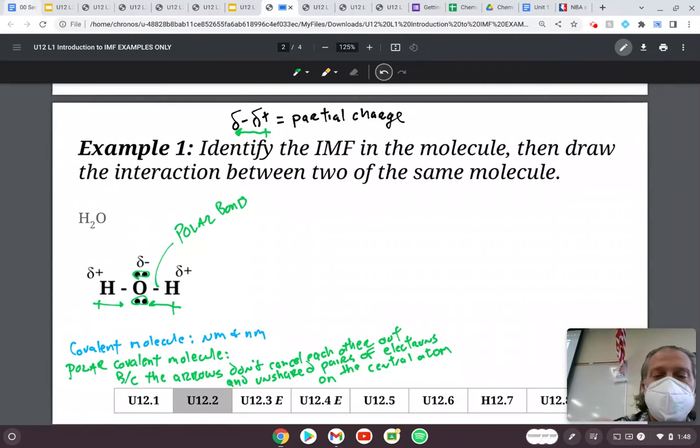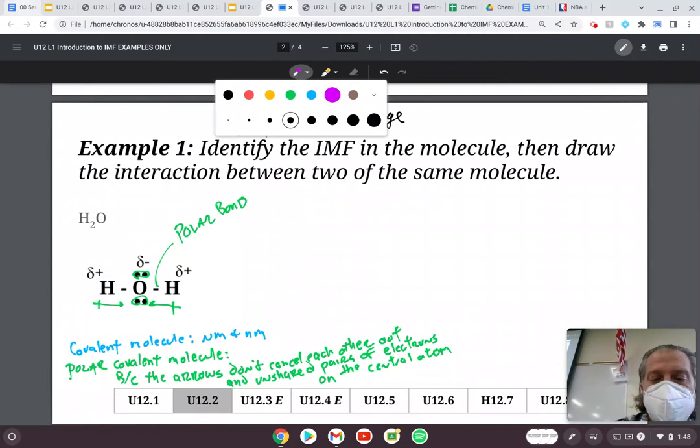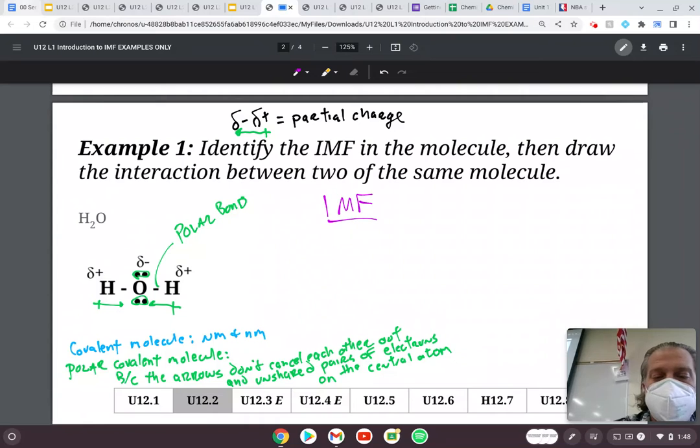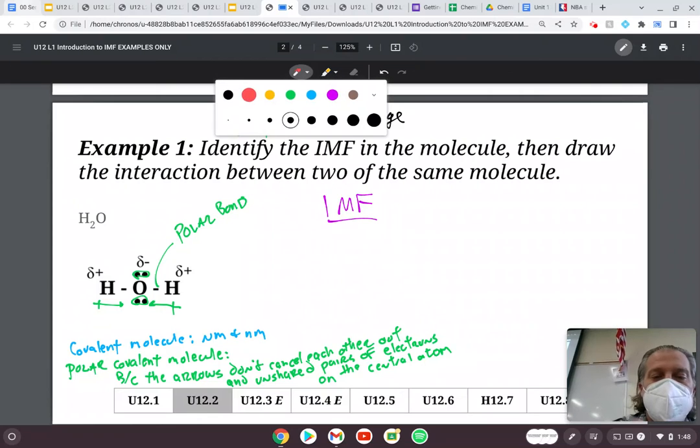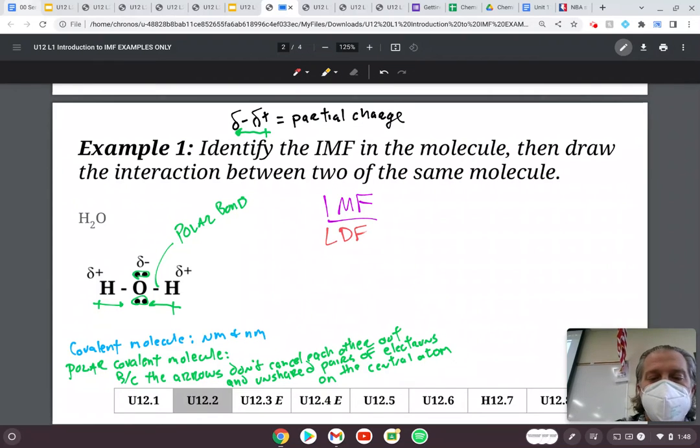Now, the next thing that we would do is go ahead and identify the types of intermolecular forces of attraction that are present. And because this is a covalent molecule, one of the things that we talked about yesterday was that all covalent molecules have London dispersion forces. So as a result of that, that's one of the intermolecular forces of attraction.